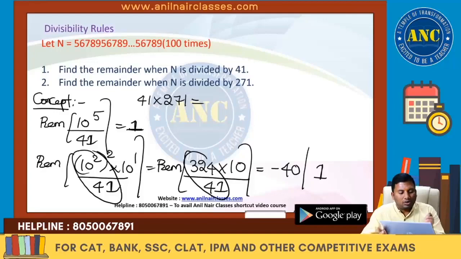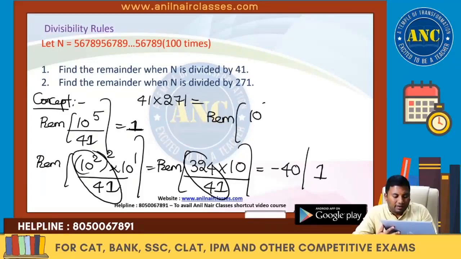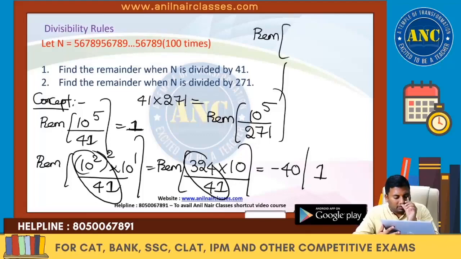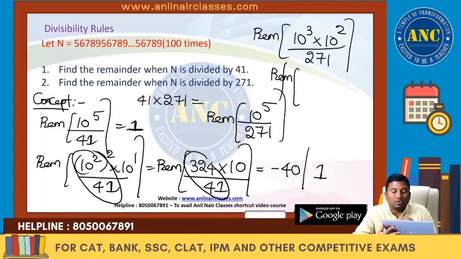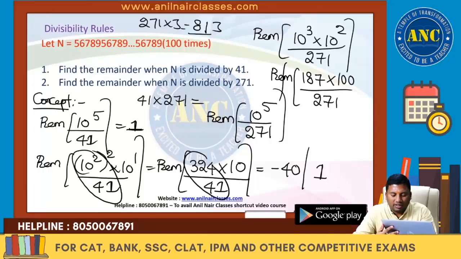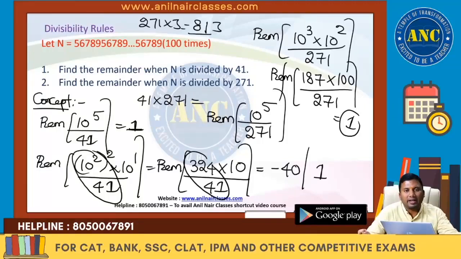Similarly, suppose I do it by 271. 10 power 5 divided by 271. Here, I do 10 cube into 10 square divided by 271. 10 cube is nothing but 1000. 271 threes are 813, which means the remainder is 187. 271 into 3: 3 sevens are 21, giving 813. So the remaining is 187 into 100 divided by 271. If you do it, you will again get plus 1. I hope it is clear.